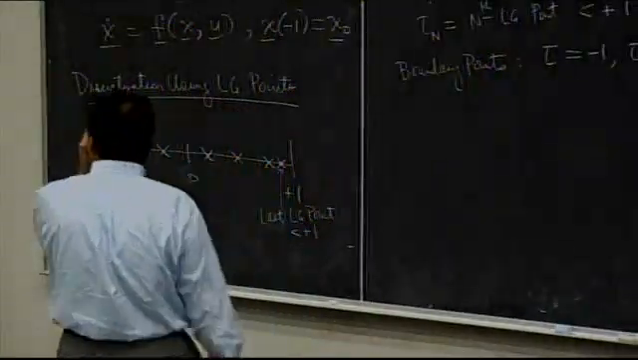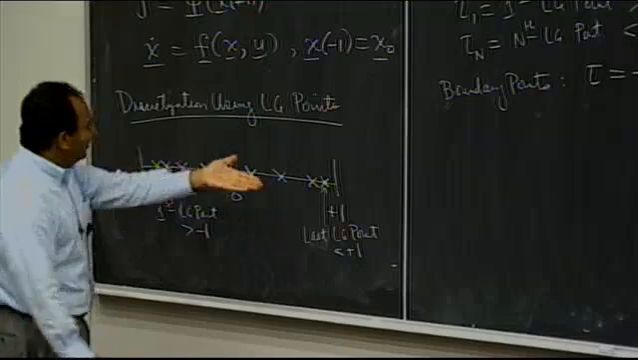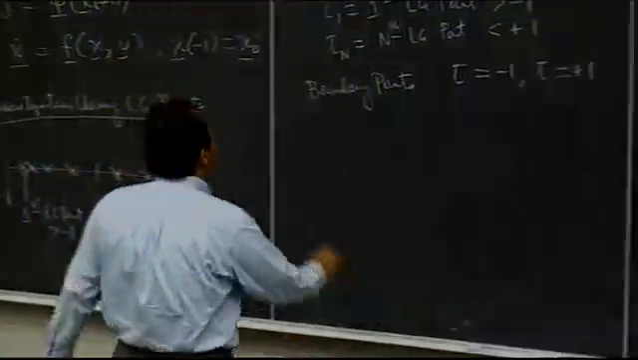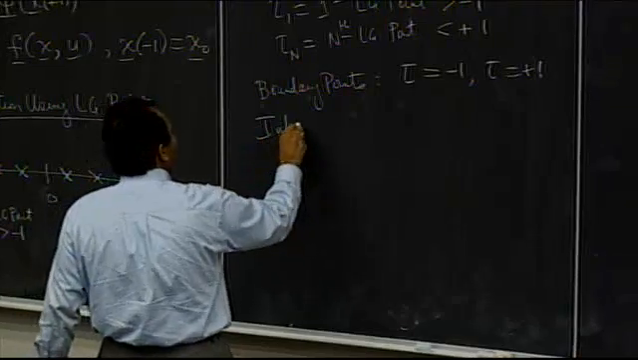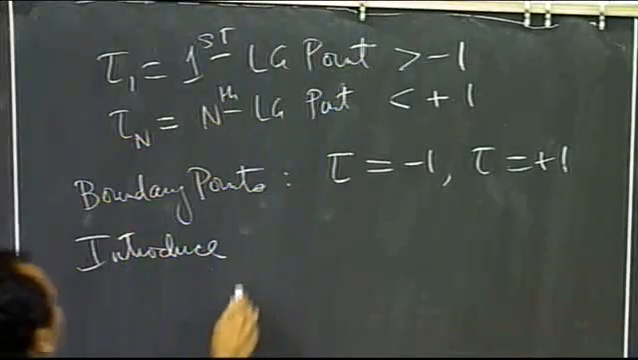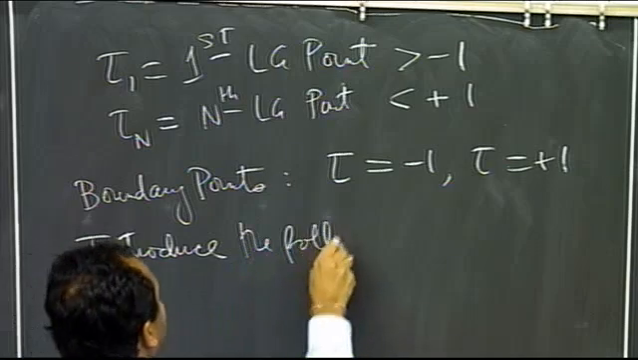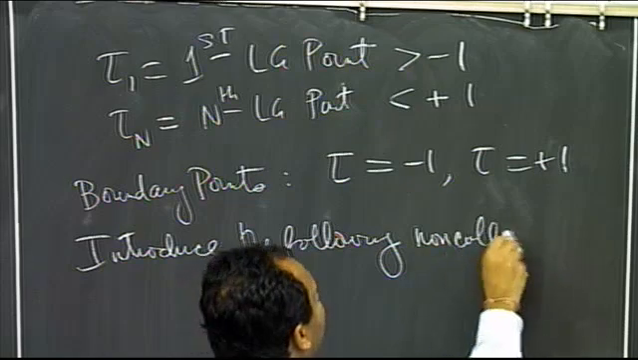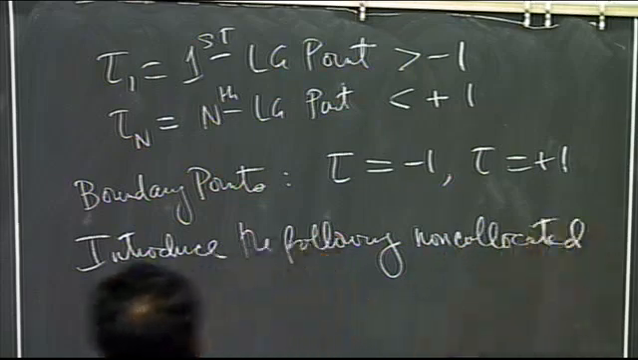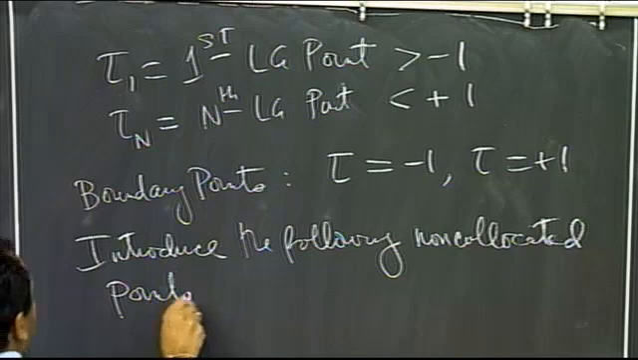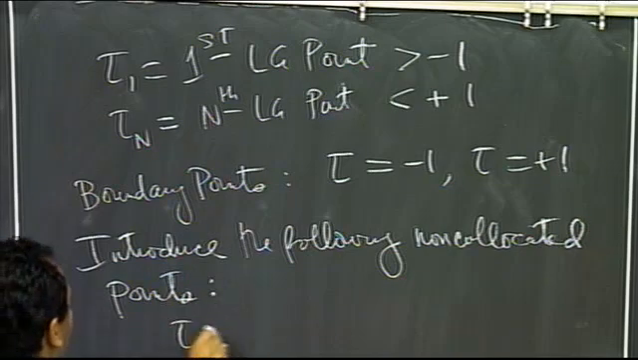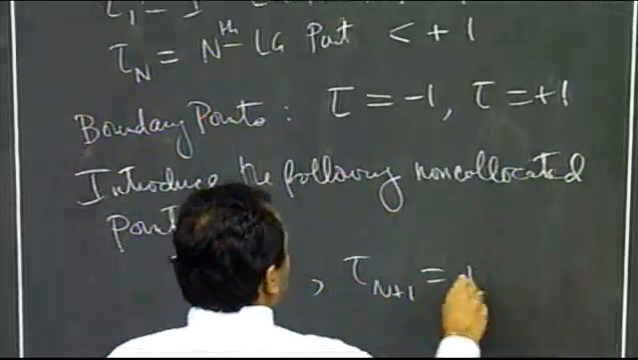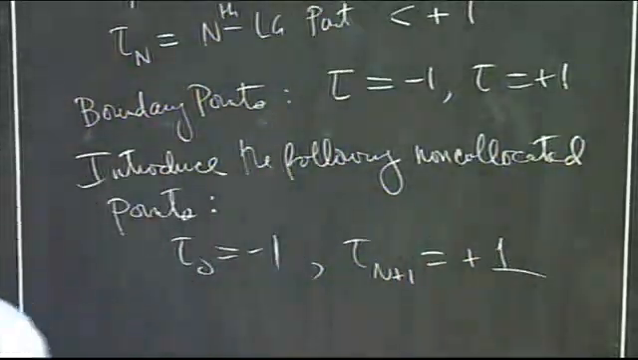So how are we going to use Gauss points? Because we've got this problem here. We have n Gauss points, and neither one includes the boundary. So what we do is we introduce the following non-collocated points. We say tau 0 is equal to -1, and I'm going to introduce tau n plus 1 is equal to +1. Okay, now I'll show you how to use this in just a minute.